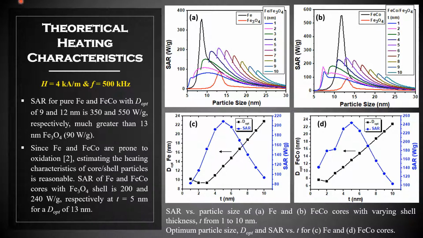Even though the theoretical d-opt for 1 nanometer shell thickness is at 10 nanometers for the Fe core, a broad range of particle sizes from 5 to 15 nanometers can give closer SAR values of 60 to 80 watt per gram. The results suggest the validity of LRT to be applicable even to core shell particles where the Néel-Brown relaxation mechanisms of both the core and shell contribute to the heating characteristics. The scope of the theory can be expediently extended to experiments provided the control of core size between 10 to 20 nanometers and shell thickness within 5 nanometers is achieved.